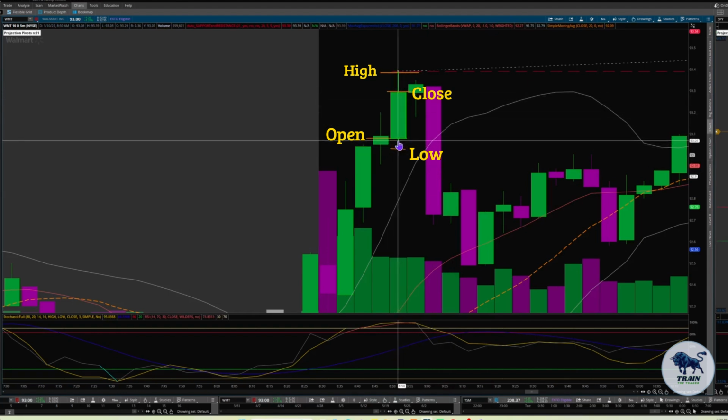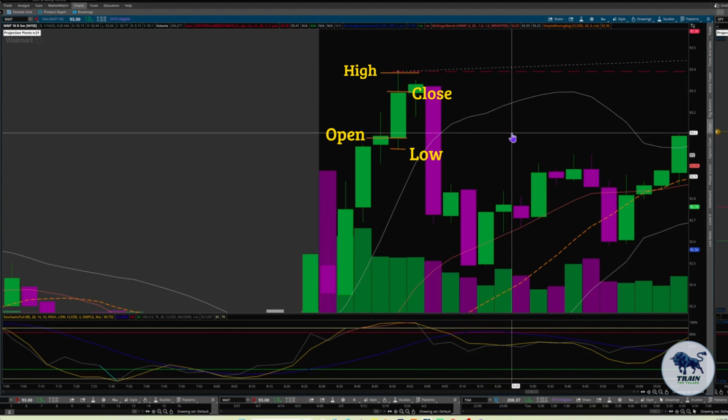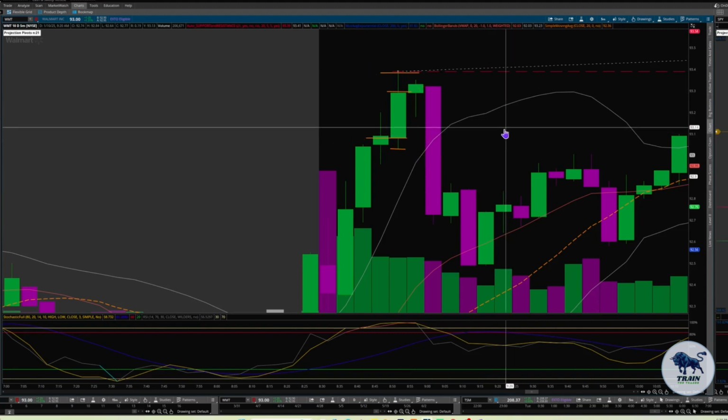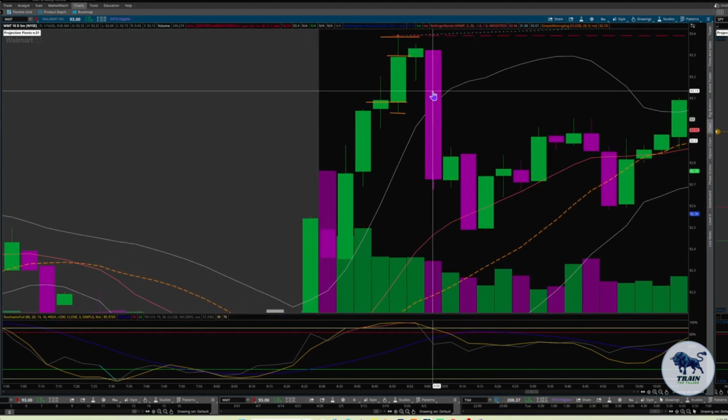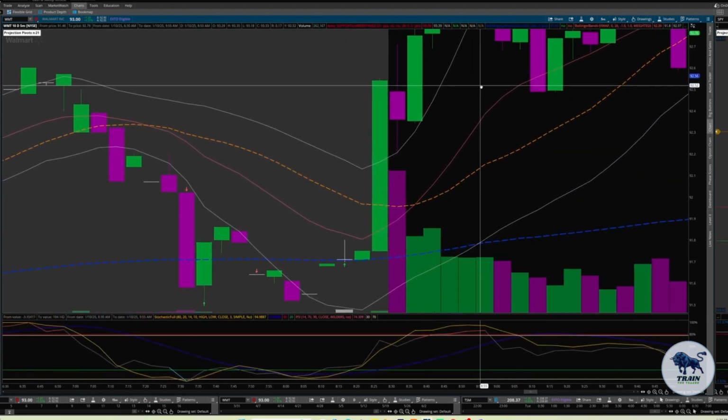This would be a bottom wick. This would be a top wick. Now, are wicks important? They can be. I'm not going to get into that right this second, but yes, they can be. And now let's do another candle. Perfect. We can use this one right here.